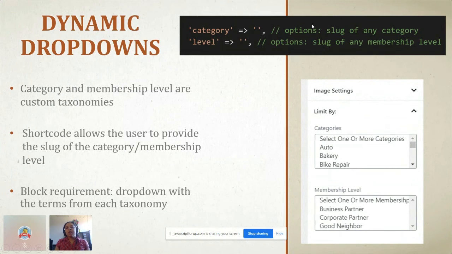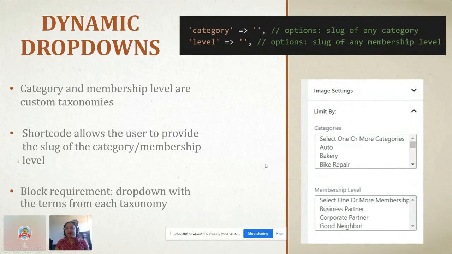Again, in the shortcode, they have to go figure out what the category slugs are and then come back and add them in the shortcode. Here, we wanted to show them all the existing categories from which they can choose. And this is a lot more user-friendly compared to the shortcode.